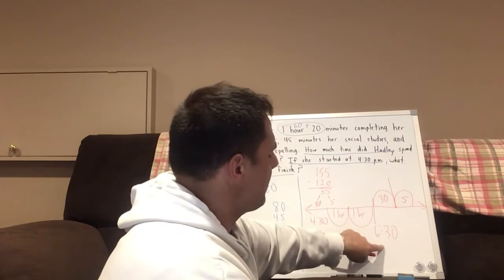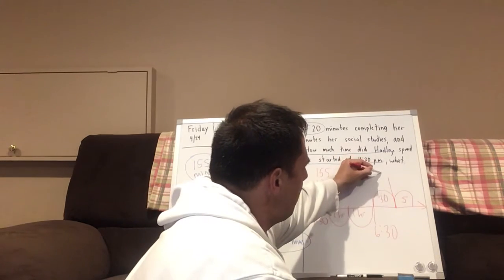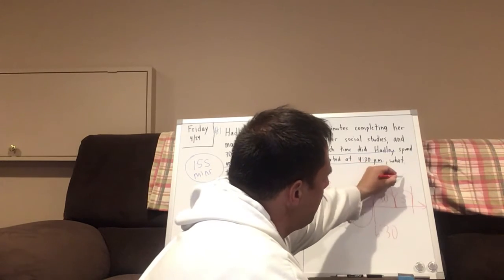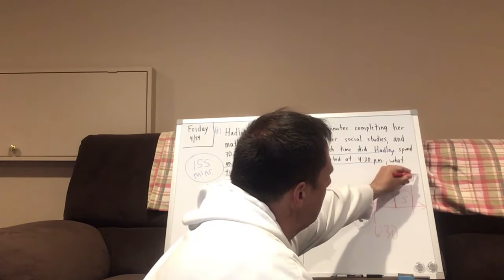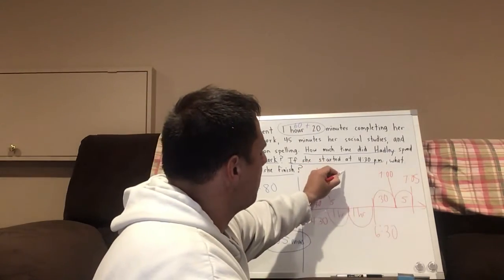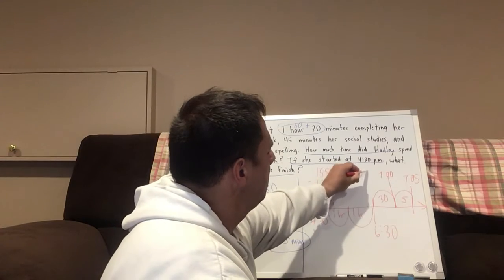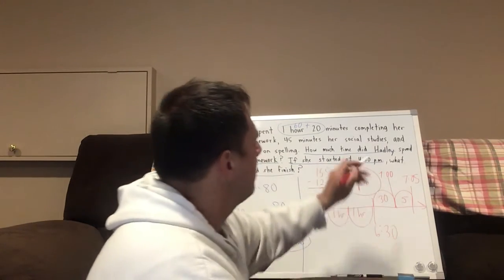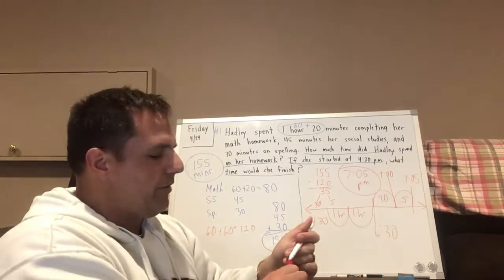If it was 6:30 and I jumped 30 minutes, I would go to 7 o'clock. And then if I go another 5 minutes, my end time would be 7:05. So my answer for the second part of the problem would be 7:05 p.m.